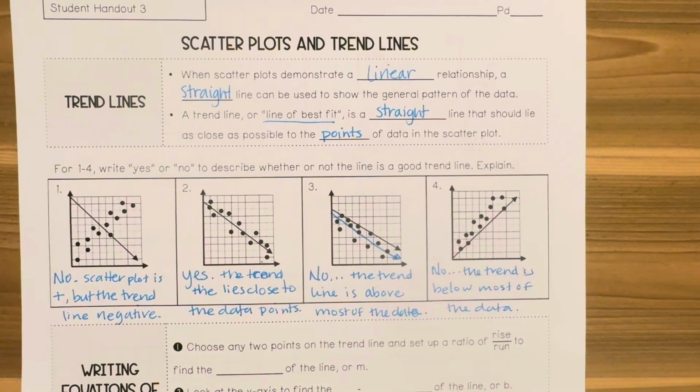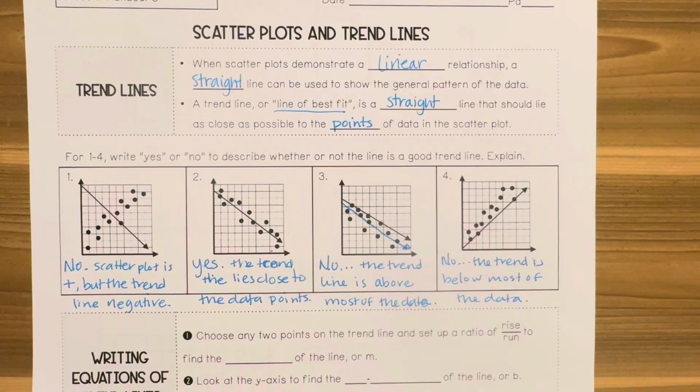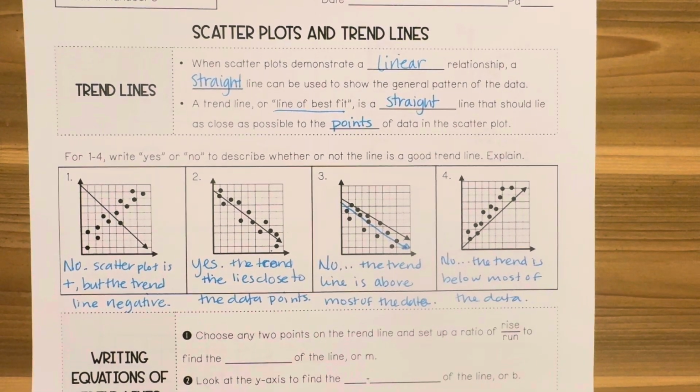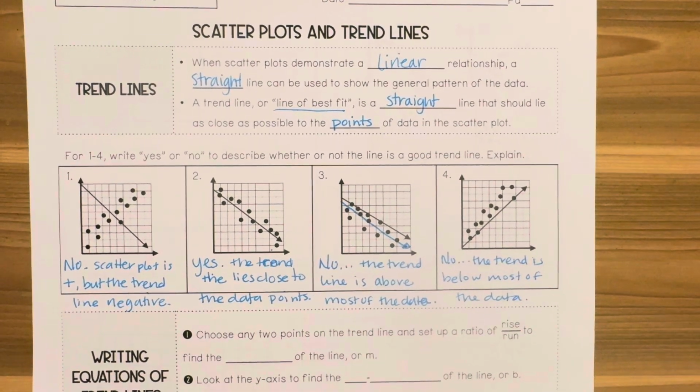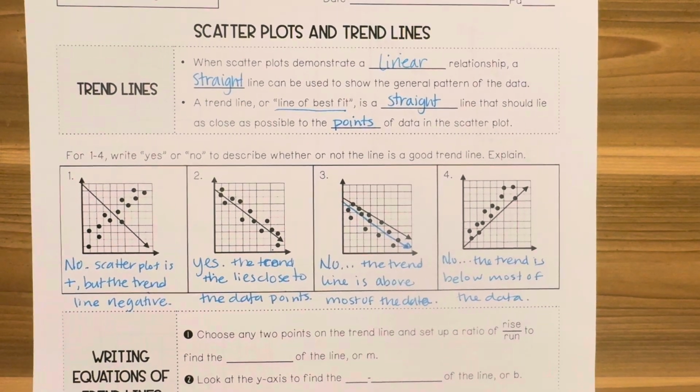Okay. So again, whenever we're looking for a good trend line, we're looking for a trend line that goes through the middle of the data. We want to have about as much data above the line as we do below the line. So it should cut right through the middle. It doesn't have to go through points exactly. So there doesn't have to actually be any points on the line at all. But we want to make sure that it's kind of cutting it in half, cutting it through the middle.